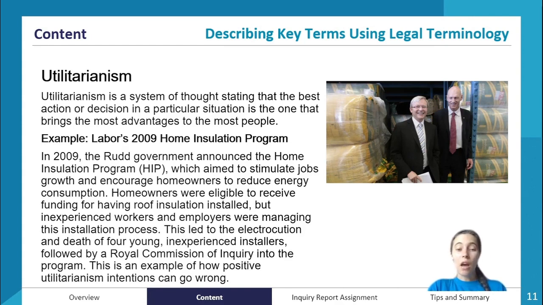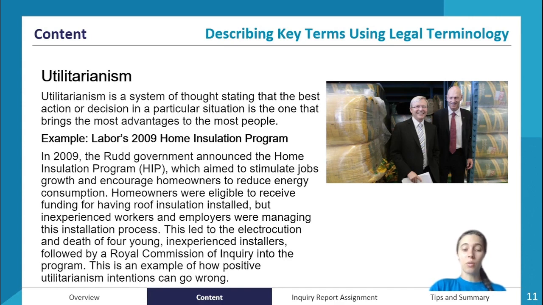So in 2009, the government announced this program, which was aiming to stimulate jobs growth and encourage homeowners to reduce their energy consumption. And so homeowners were able to receive funding to have this insulation installed. But because inexperienced workers were managing the process, there were a few deaths. Four installers died because they were electrocuted, and this actually resulted in a royal commission as well.